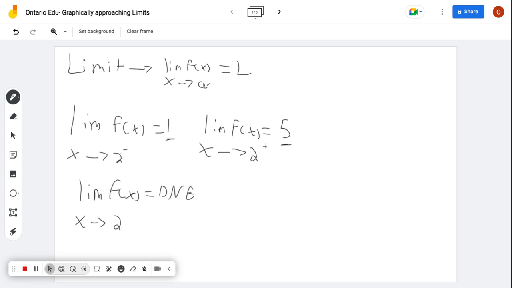If they were equal, then we simply write down the same value over here. So let's say this limit on the right hand side actually was indeed 1, then the limit of f of x as x approaches 2 would be 1.